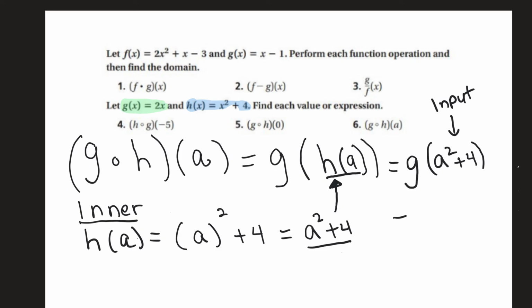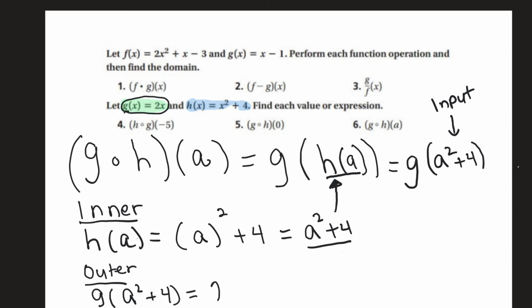And before it gets kind of confusing here, I'm going to erase it, and I'm going to place this in the bottom. So we're looking for the answer for the outer. So you have g, parentheses, a squared plus 4. So you're going to go to function g. In this case, it's g of x equals 2 times x.